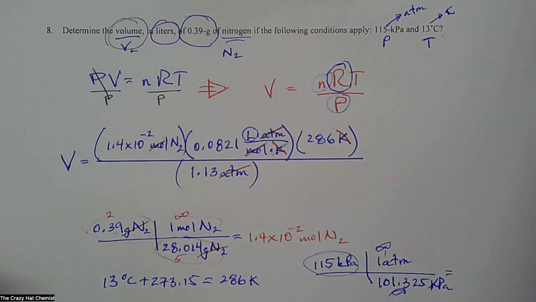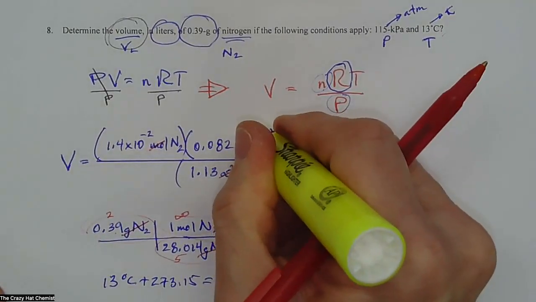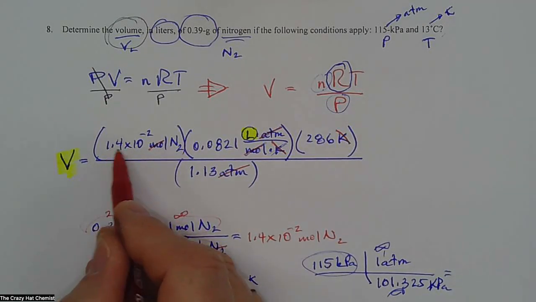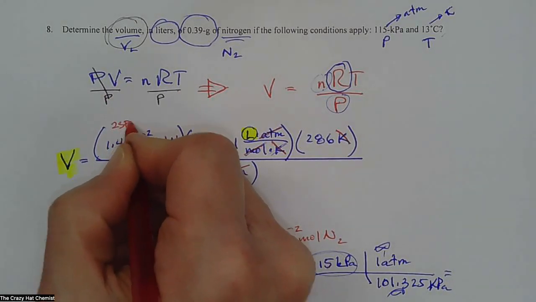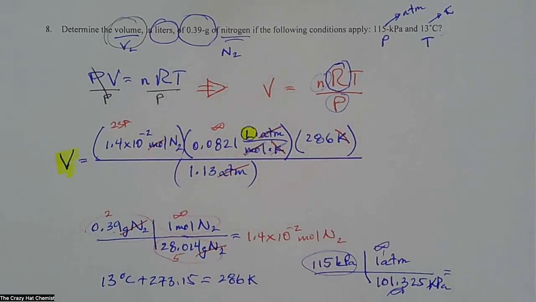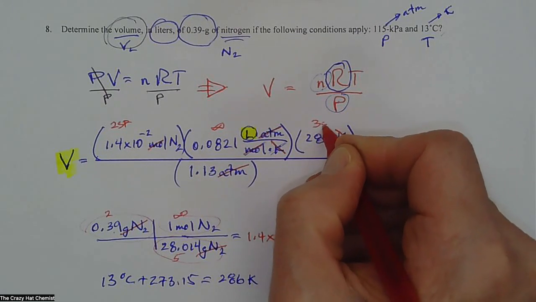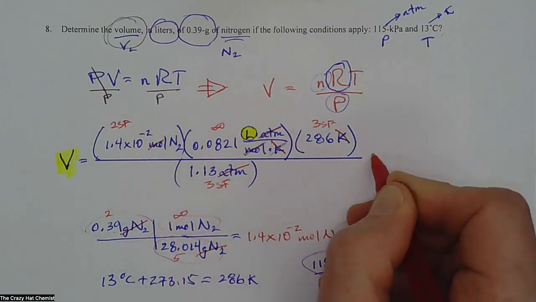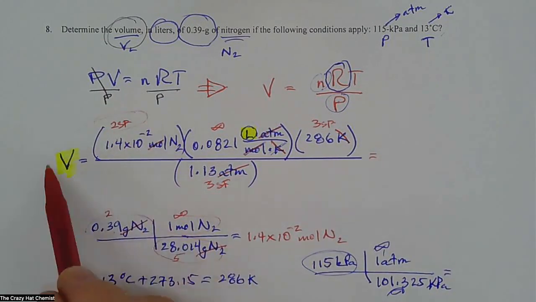Now, what does not cancel out is liters. And what am I asked to solve for? A volume. Oh my gosh, no way. That is super cool. All right. So now what we're going to do is look at significant figures. This is two significant figures. We'll call this infinite here. This is three significant figures, and this is three significant figures here. So the fewest number of significant figures I have is 2.